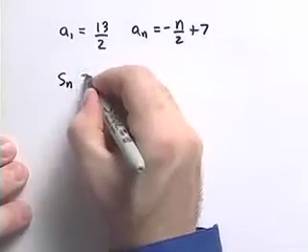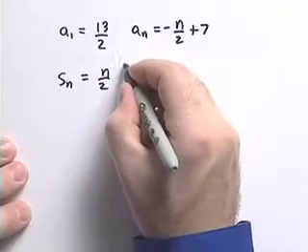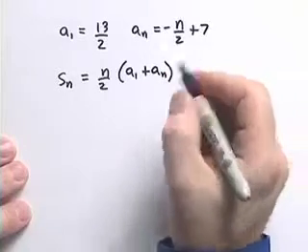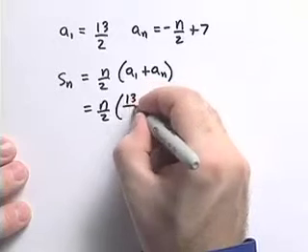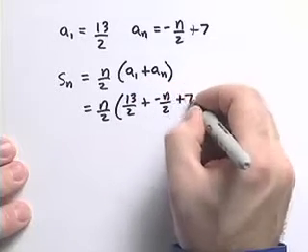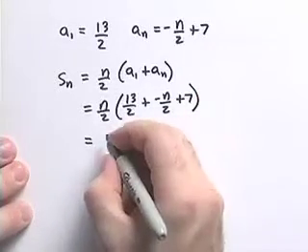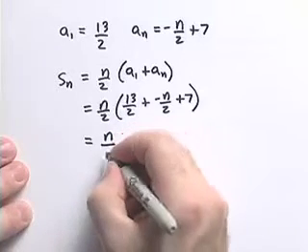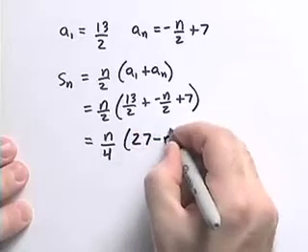For an arithmetic sequence, the sum of the first n terms is equal to n over 2 times the sum of the first and nth terms. So this will give us n over 2 times 13 halves plus negative n over 2 plus 7. And if we clean this up, we see that the sum of the first n terms is equal to n divided by 4 times 27 minus n.